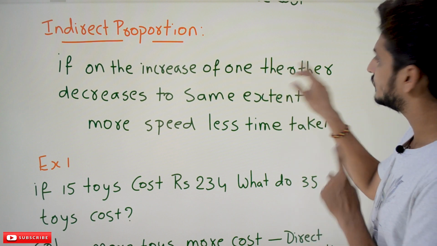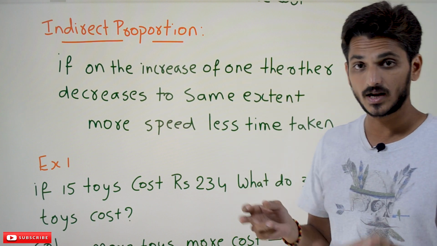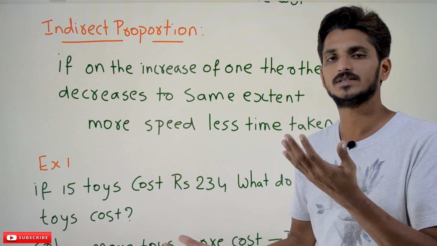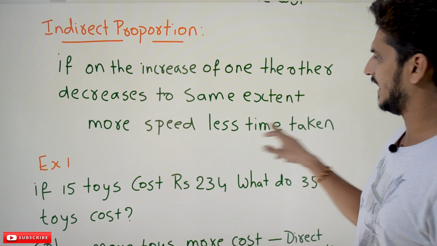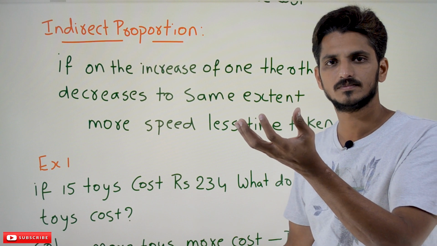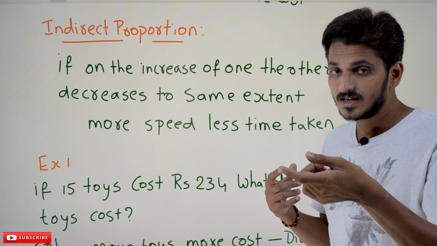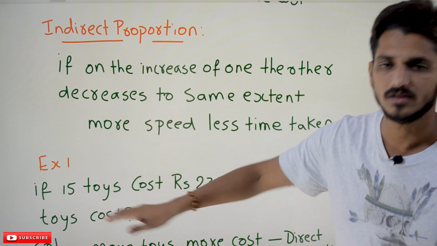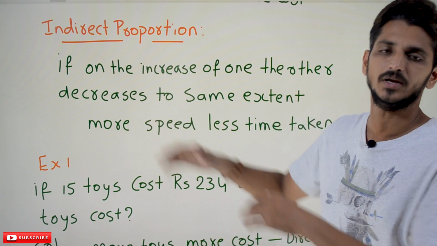Coming to indirect proportion, two quantities are said to be indirectly proportional if, on increase of one, the other decreases to the same extent. One item increases, the other item has to decrease to the same extent, then we say it is indirect proportion. More speed, less time taken. As the speed increases, time decreases. Then we say it is indirectly proportional, and vice versa also. As time increases, speed decreases. If you are taking a long time, it means you are going at less speed.